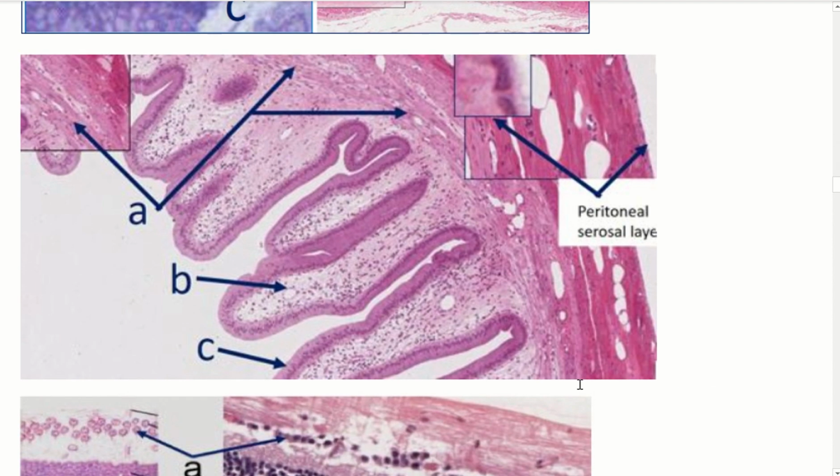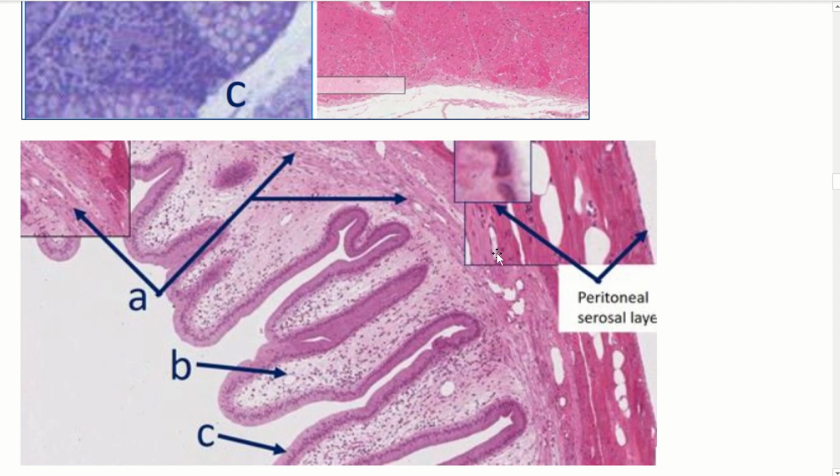This one, so this is the gallbladder. This is the gallbladder, and so you can see out here on the outside of the gallbladder, this is going to be a bunch of smooth muscle.